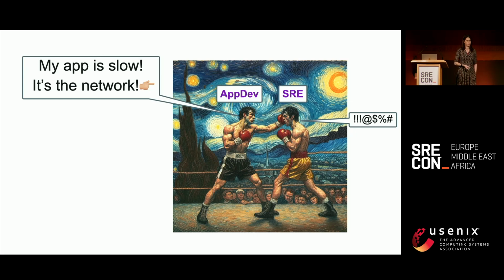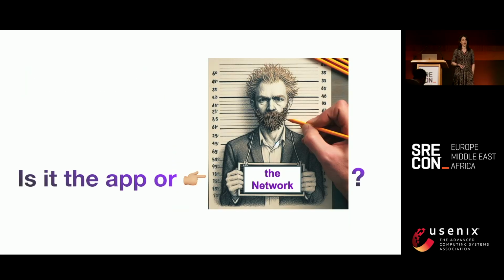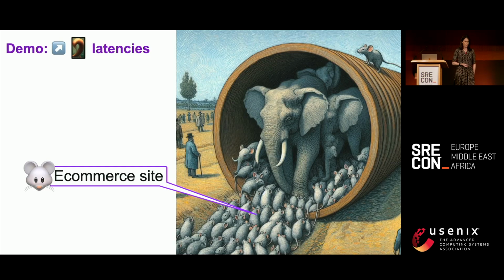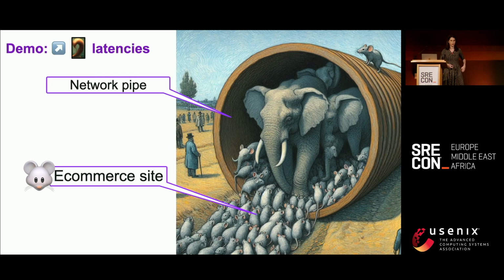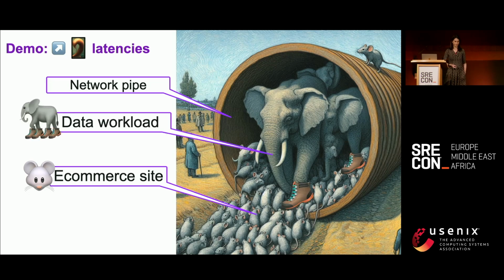The app is slow, the claim is it's the network, fingers are pointed. But is it really the app or the network? I think as SREs, sometimes this becomes like a hot potato and we need to get to the bottom of it. So here I first have a demo of an e-commerce site that is going to get trampled over by a data workload because it is sharing the same network pipe.